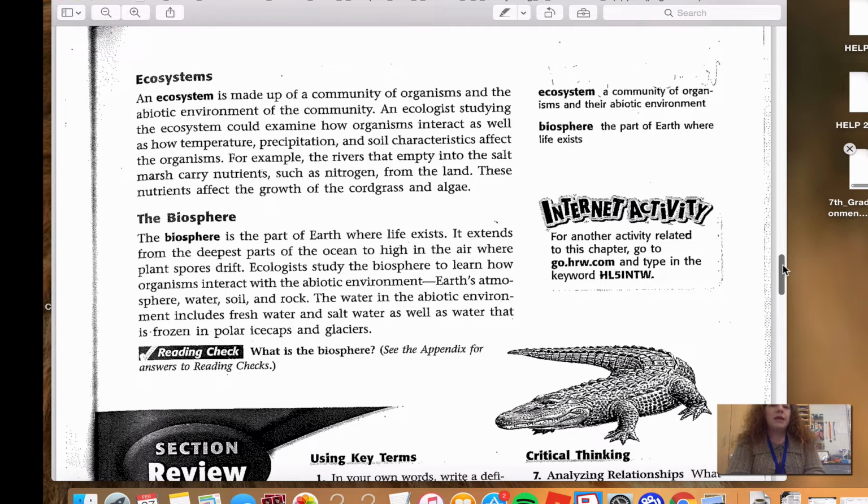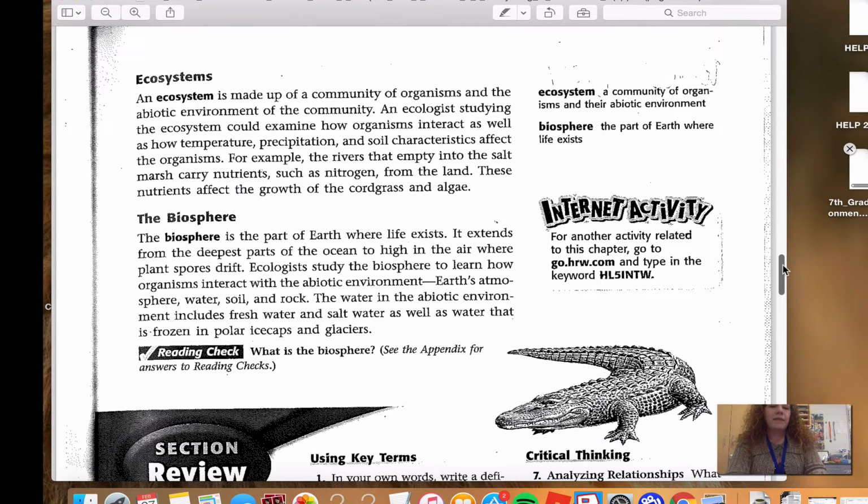Ecosystems. An ecosystem is made up of a community of organisms and the abiotic environment of the community. An ecologist studying the ecosystem could examine how organisms interact, as well as how temperature, precipitation, and soil characteristics affect the organisms. For example, the rivers that empty into the salt marsh carry nutrients, such as nitrogen, from the land. These nutrients affect the growth of cordgrass and algae.